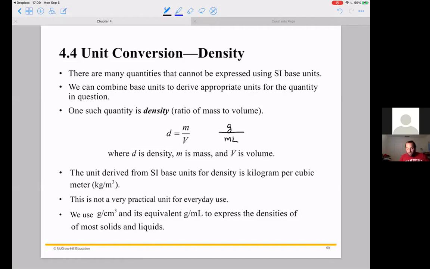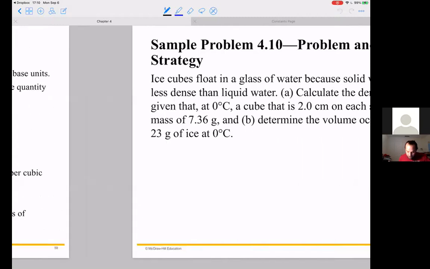Okay, but we can use density almost as a conversion factor for a particular substance to convert between mass and volume. It's unique to a particular substance, right? So water has a different density than aluminum, which has a different density than air. You would have to be given the density of whatever material it is that you're talking about. But if you were given a density, you could convert from grams to milliliters, just like we do with our other conversion factors. So let's do an example here.